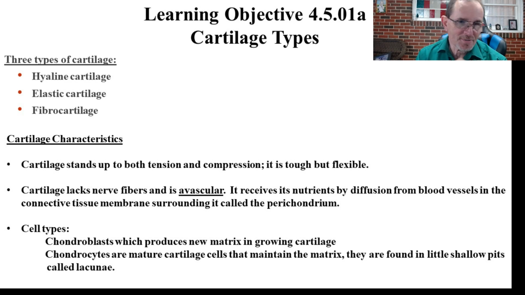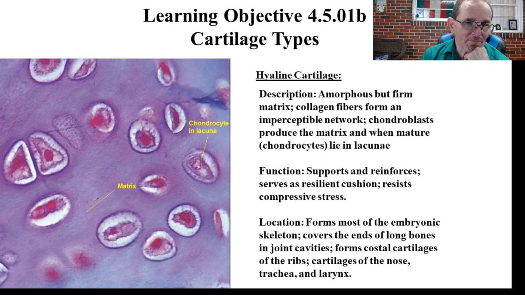Okay, cell types, the chondroblasts and the chondrocytes. We talked about that. Chondroblasts make fibers. Chondrocytes are kind of already in a lacunae, and they're surrounded by the matrix, so they really can't do anything. They maintain it, but they don't actually actively secrete.